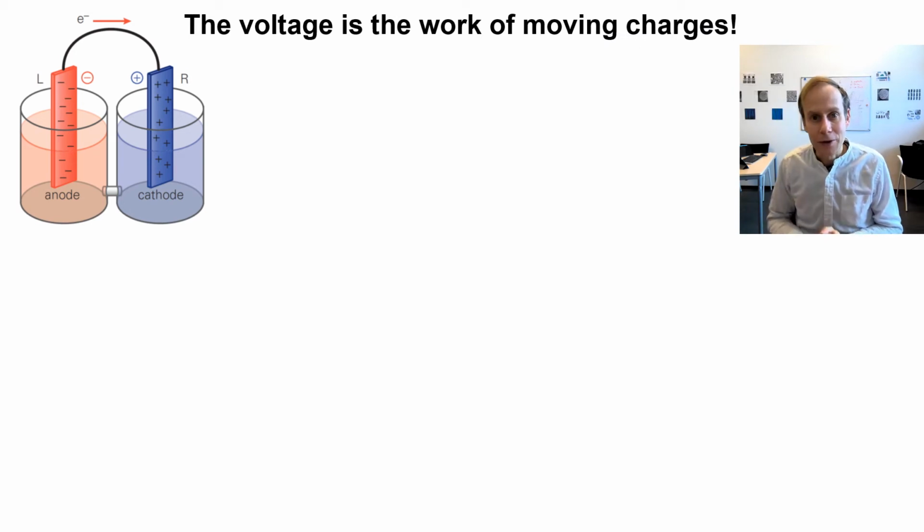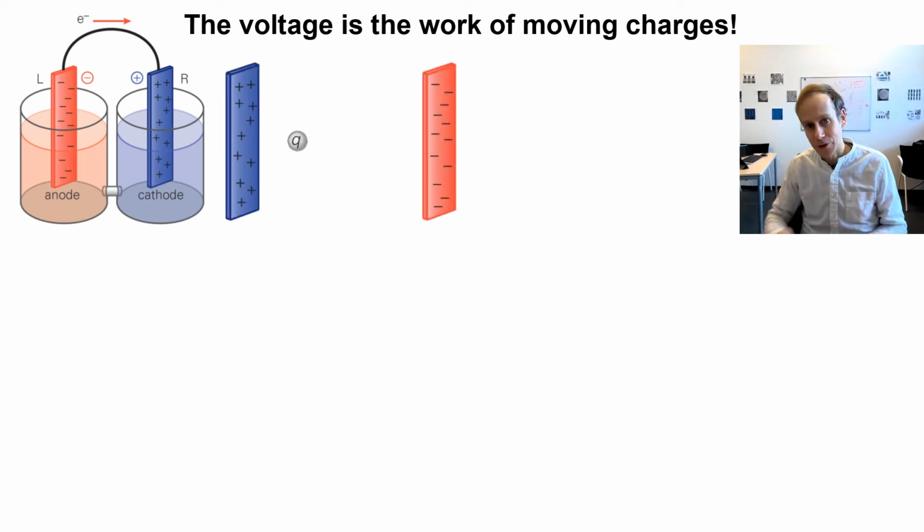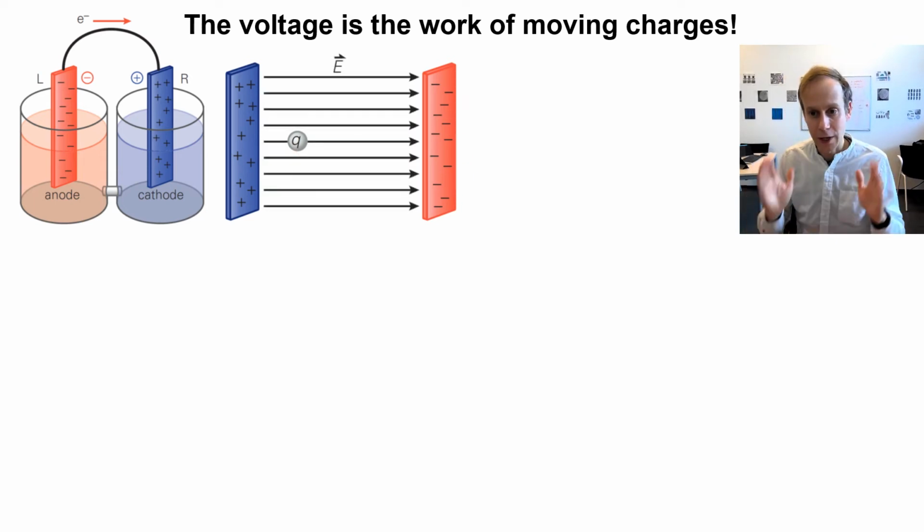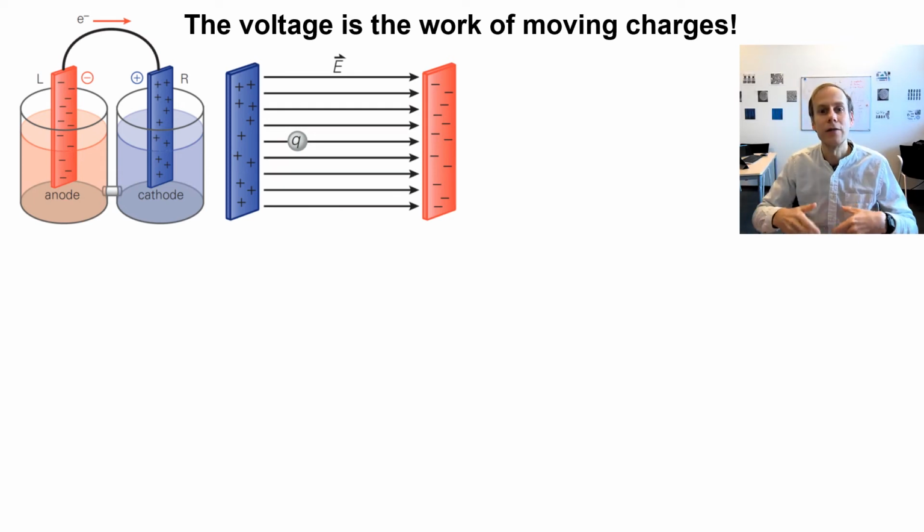Now we are going to learn that the voltage that you can measure here between anode and cathode is actually equivalent to the work of moving the charges. Let's picture a cathode and an anode here, and a charge Q in between. When you have two electrodes, you will have an electric field E in between those. And here you see the electric field lines.